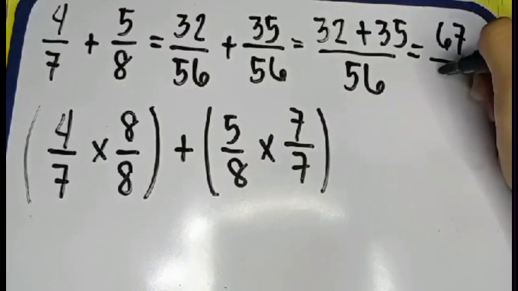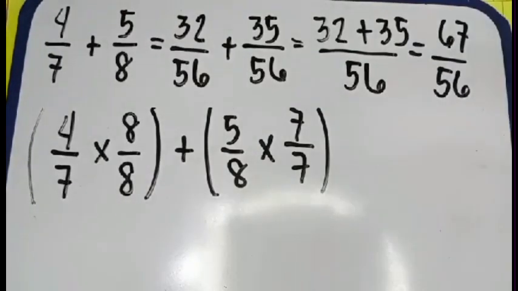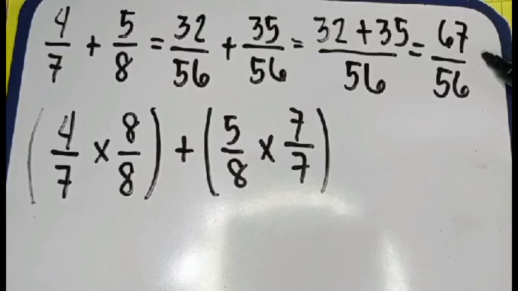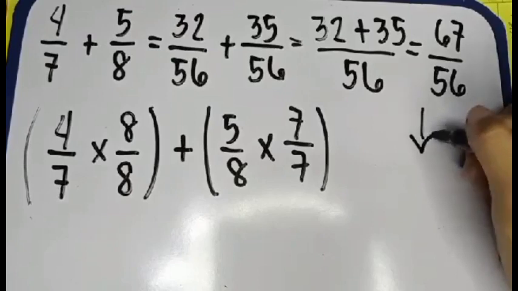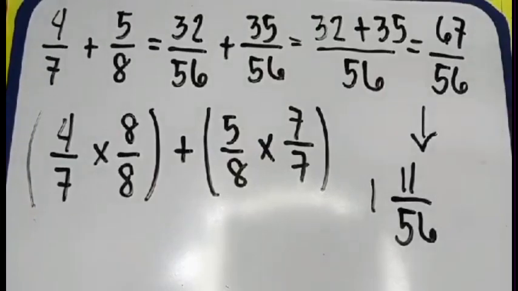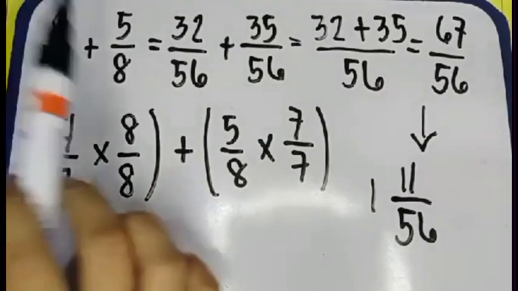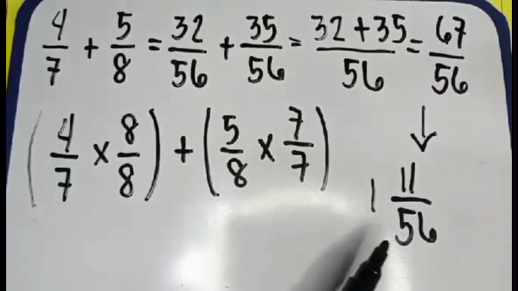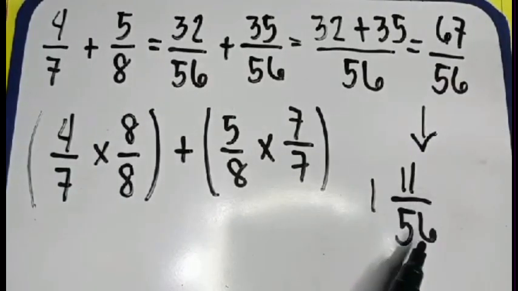Then copy the denominator. But always remember, don't forget to simplify your answer. Dahil ang 67 over 56 ay pwede pang masimplify by simply divide 67 and 56. 67 divided by 56 is equal to 1 and 11 over 56. Therefore, 4 over 7 plus 5 over 8 is equal to 1 and 11 over 56.